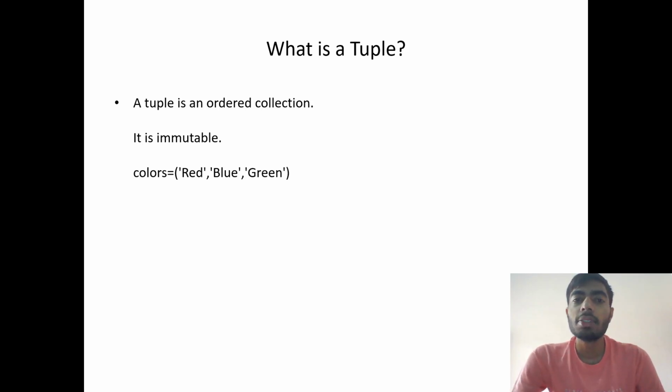A tuple is very similar to a list because it can also store multiple values. However, there is one major difference. Tuples are immutable. This means that once a tuple is created, its values cannot be changed. Tuples are written using round brackets instead of square brackets. They are commonly used when the data should remain fixed throughout the program.